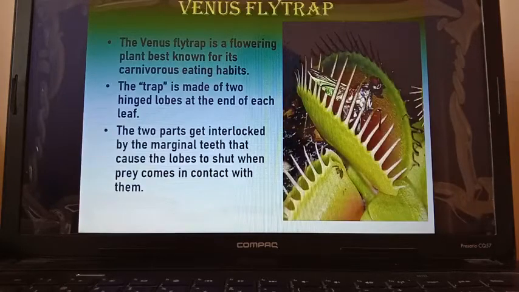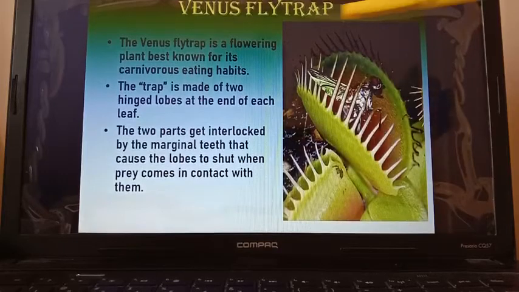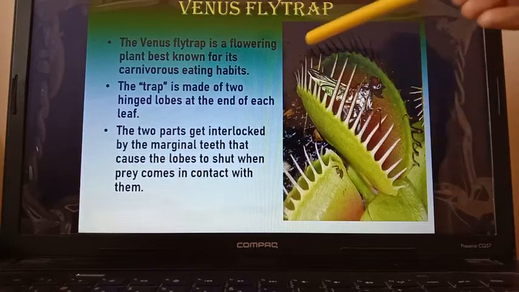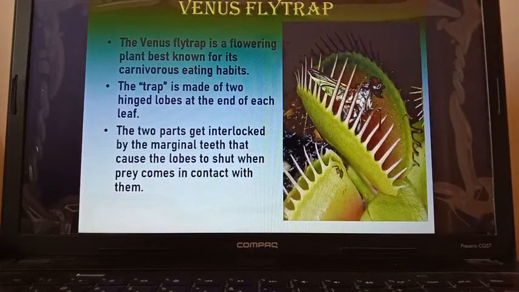Next is Venus flytrap. By seeing the structure only, you can understand it can easily trap the insects by this type of structure, teeth-like structures. By that only, it can easily trap the insects and can digest them. So Venus flytrap is a flowering plant best known for its carnivorous eating habits.